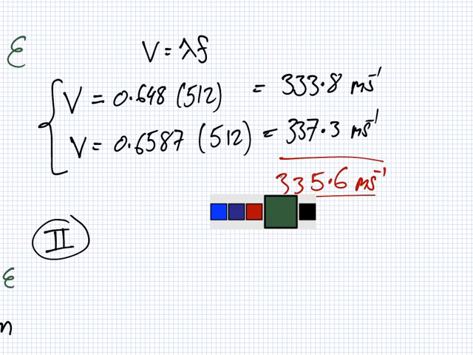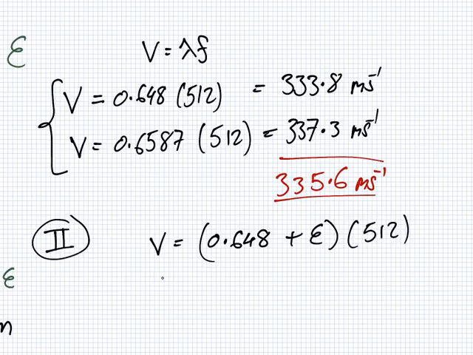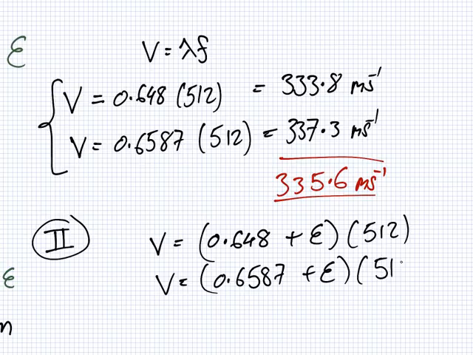So really our equation should be like this: V equals 0.648 plus error times 512, and V equals 0.6587 plus an error times 512.